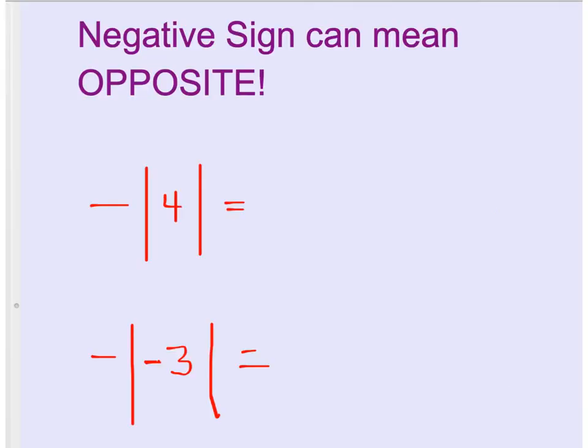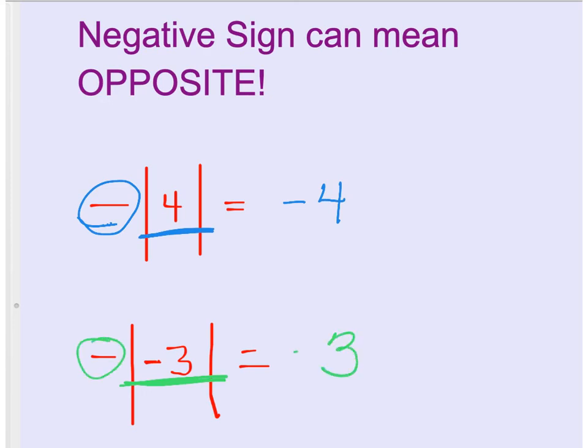Now, here's where we get a little tricky again. This negative sign is going to mean opposite. So, it's kind of a two-step problem. Absolute value of 4 is 4, but now we have a negative, so I'm going to have a negative 4. Same thing down here. Absolute value of negative 3 is 3. Make it negative, so it's a negative 3.